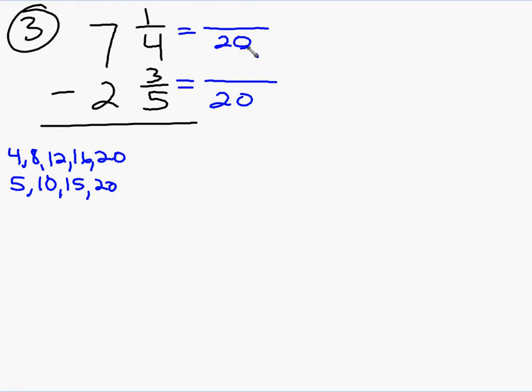So on the top, we've been doing this for a few days. On the top fraction, I need to multiply them both by 5. It becomes 5/20. The bottom fraction, I multiply them both by 4. It becomes 12/20.